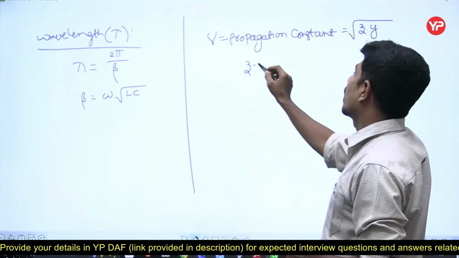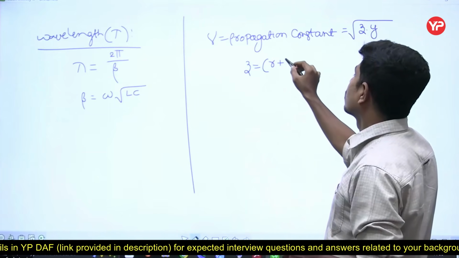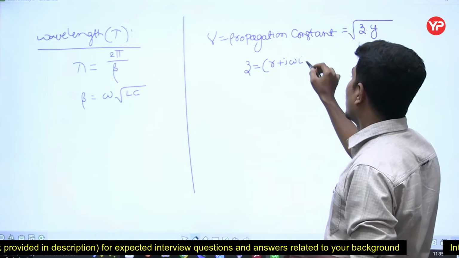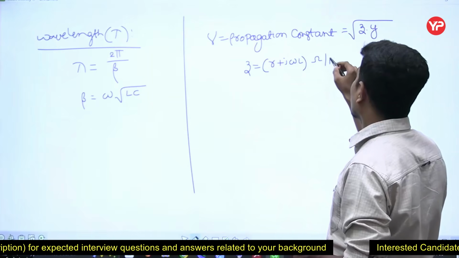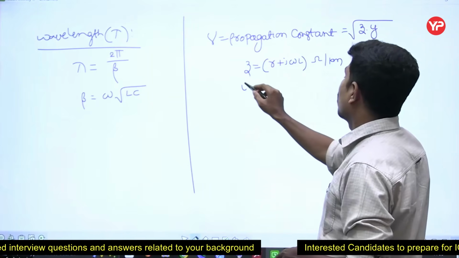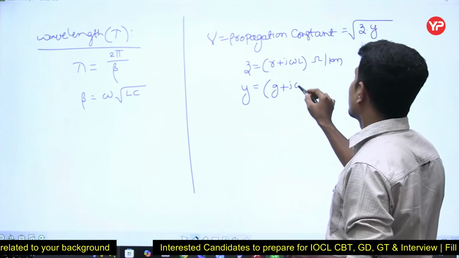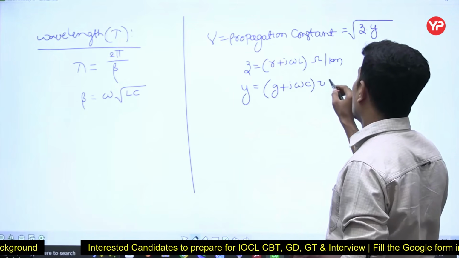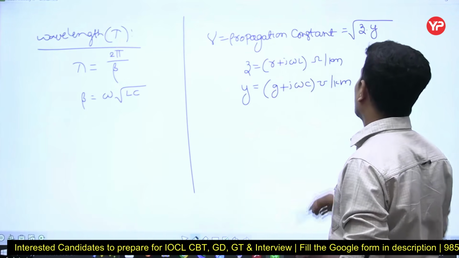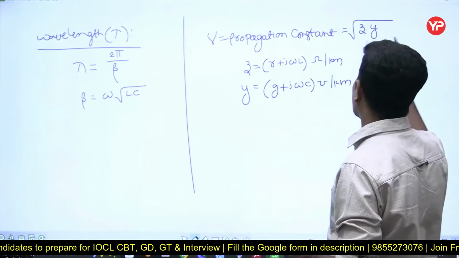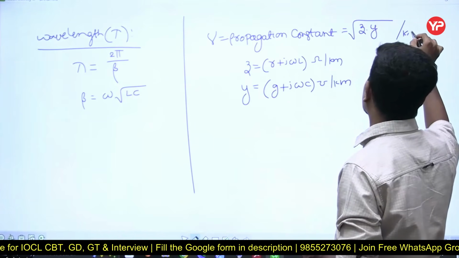What is small z, sir? R plus j omega L ohm per kilometer. What is small y, sir? G plus j omega C mho per kilometer. Gamma units are per kilometer.